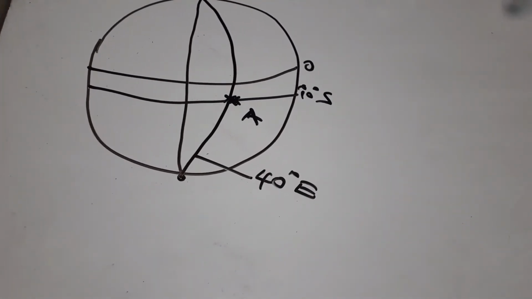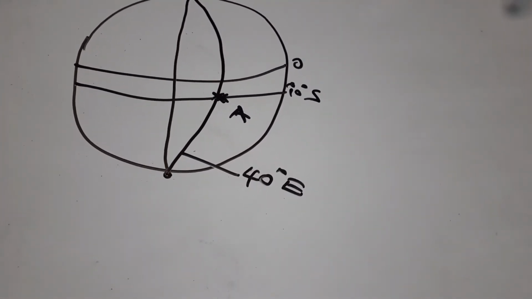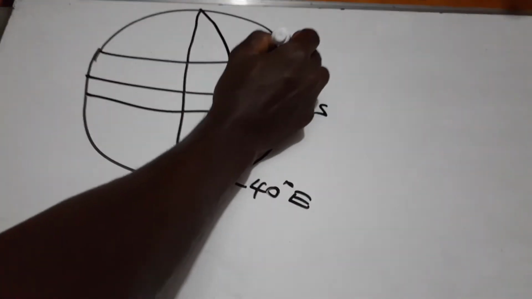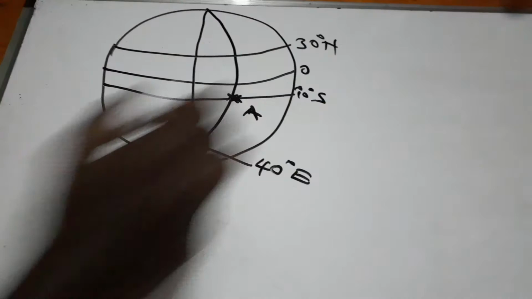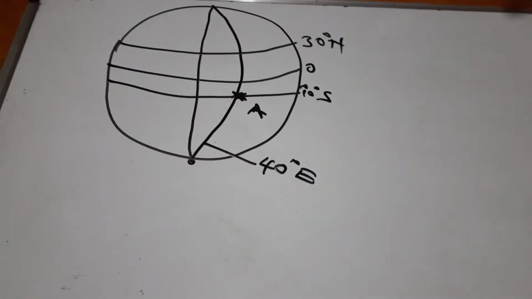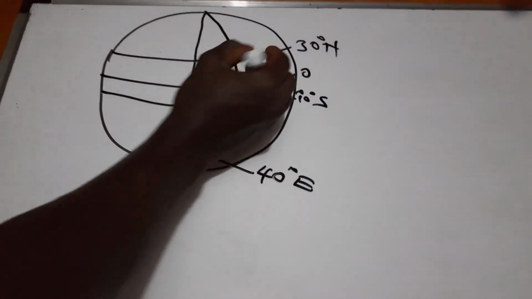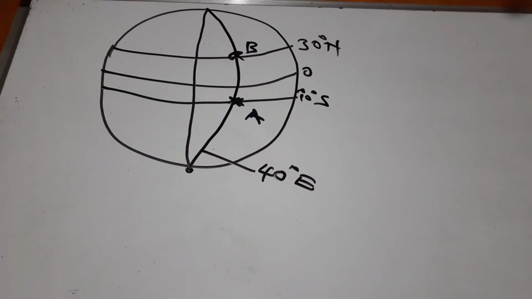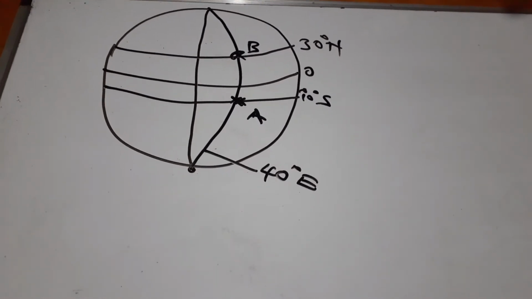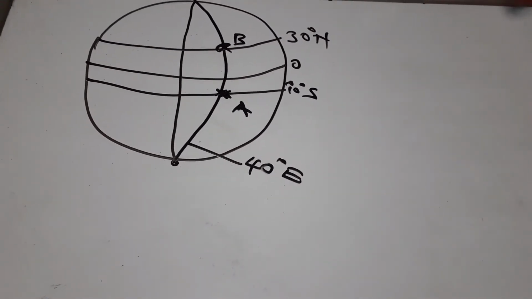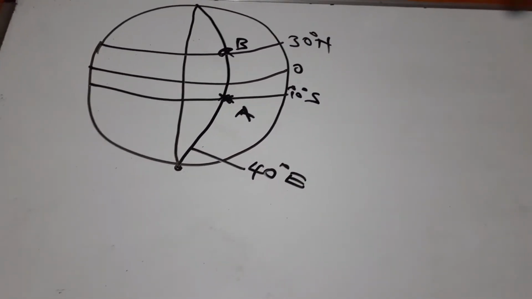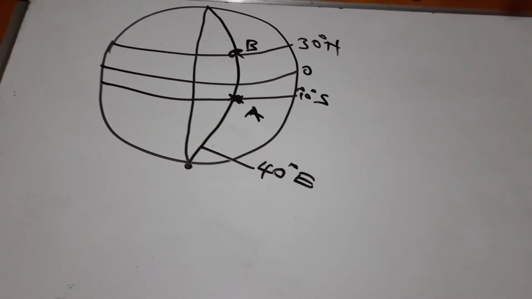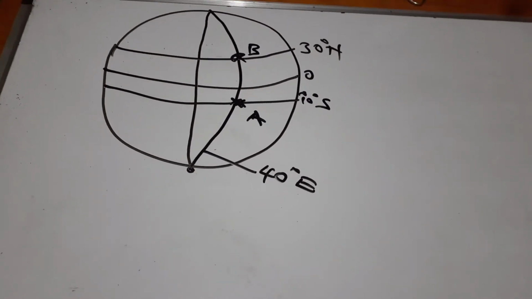What about town B? Town B is 30 degrees to the north. So it will be around here, 30 degrees to the north, and then 40 degrees to the east. So along this latitude, we have our B here. You can see B and A are located on the same longitude, and that longitude is 40 degrees to the east of the Greenwich meridian. Because they are on different hemispheres, B on the northern hemisphere and A on the southern hemisphere, we're going to add them to get the angle difference.